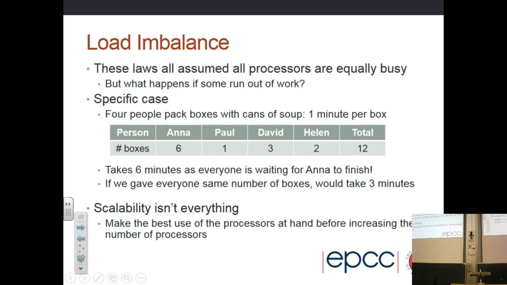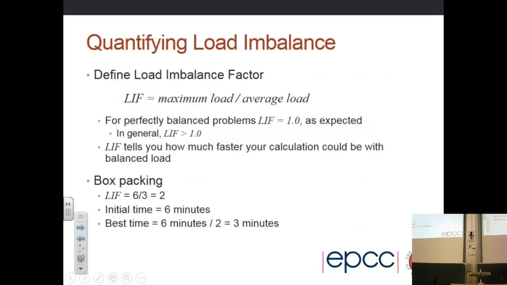And the way I've quantified this, I don't know if it's a standard definition, but I find it useful, is that the load imbalance factor is the maximum load over the average load. And this is useful because it gives you two useful metrics. First of all, if the load imbalance factor is 1, you've solved it. If the maximum load is the same as the average load, then everyone has the same amount of work. So a load imbalance factor of 1 is perfect load balance. But more importantly, if the load imbalance factor is greater than 1, it tells you how much better you could have done had you balanced load perfectly.